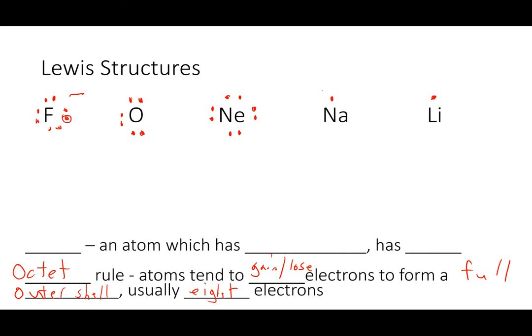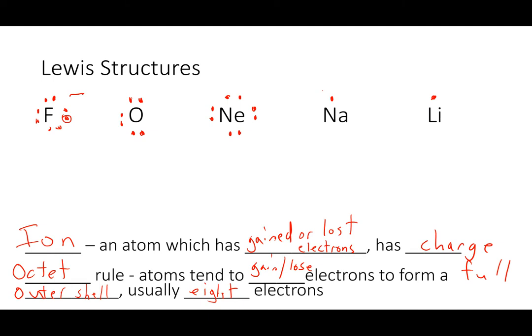When it does that, it forms what is called an ion, which is our second definition. An ion is an atom which has gained or lost electrons. It has a charge. So I can either gain or lose an electron, and when I do that, I have a charge.